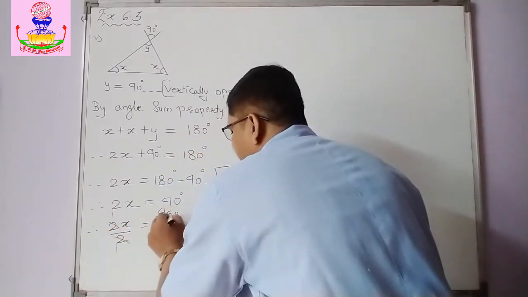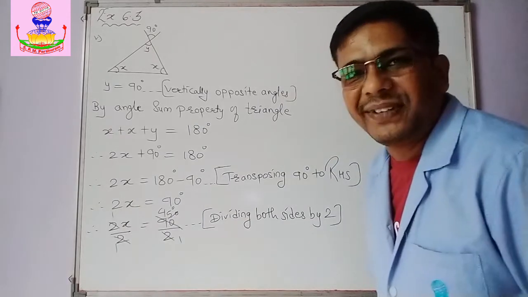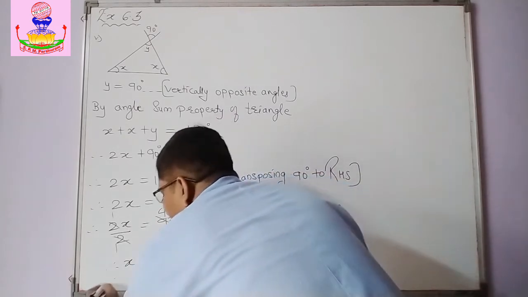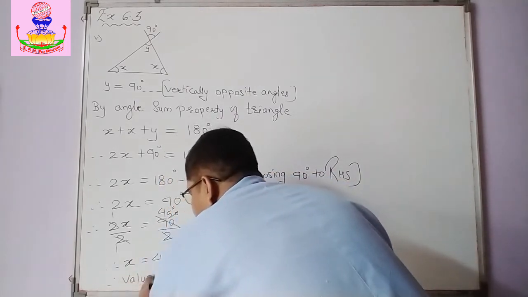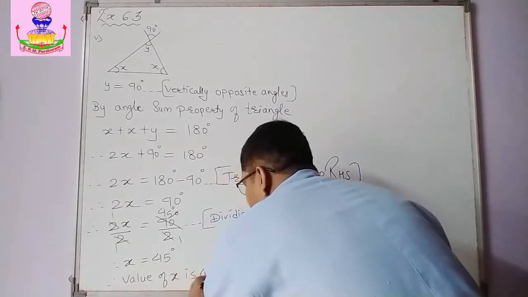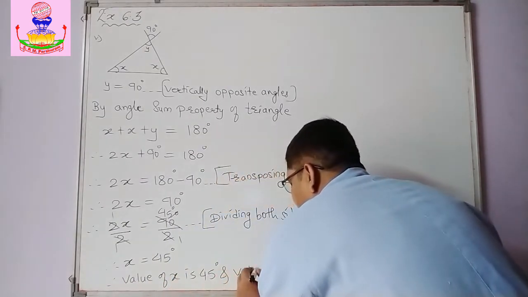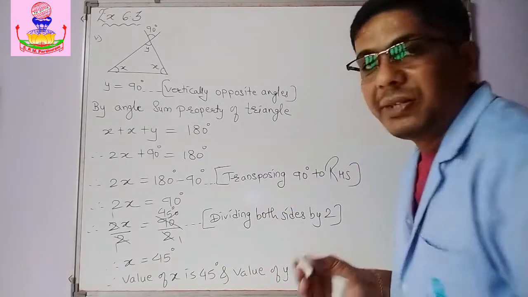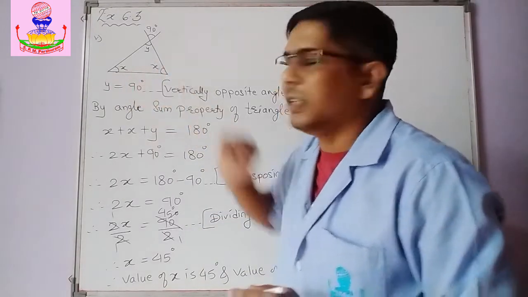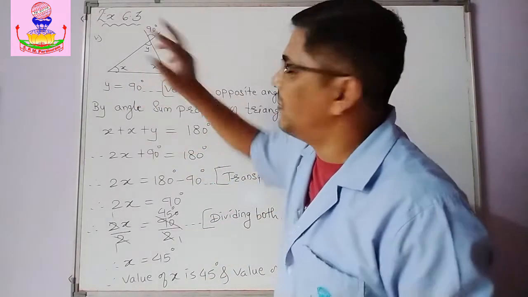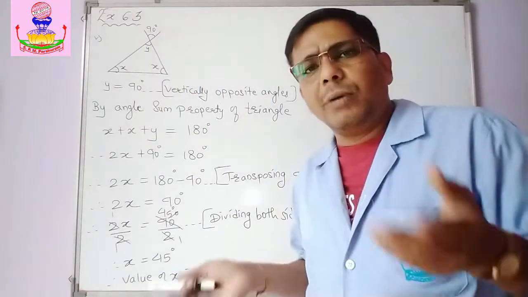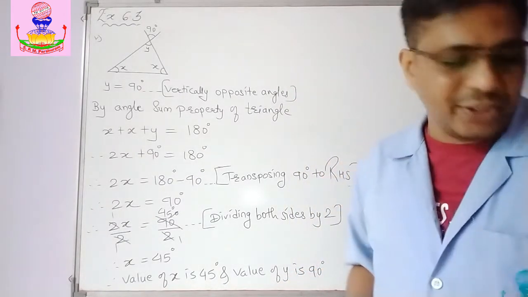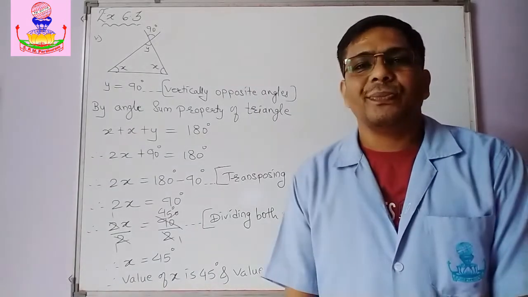Right? So 2 ones are 2. Here 2 45s are 90. So the answer is 45 degrees. So x is equal to 45 degrees. So what is the value of x? The value of x is 45 degrees and the value of y is 90 degrees. You can cross check whether we are correct or not. 45 plus 45, 90. 90 plus 90, 180, and the sum of measures of all the angles of a triangle is 180 degrees. So we are exactly right.